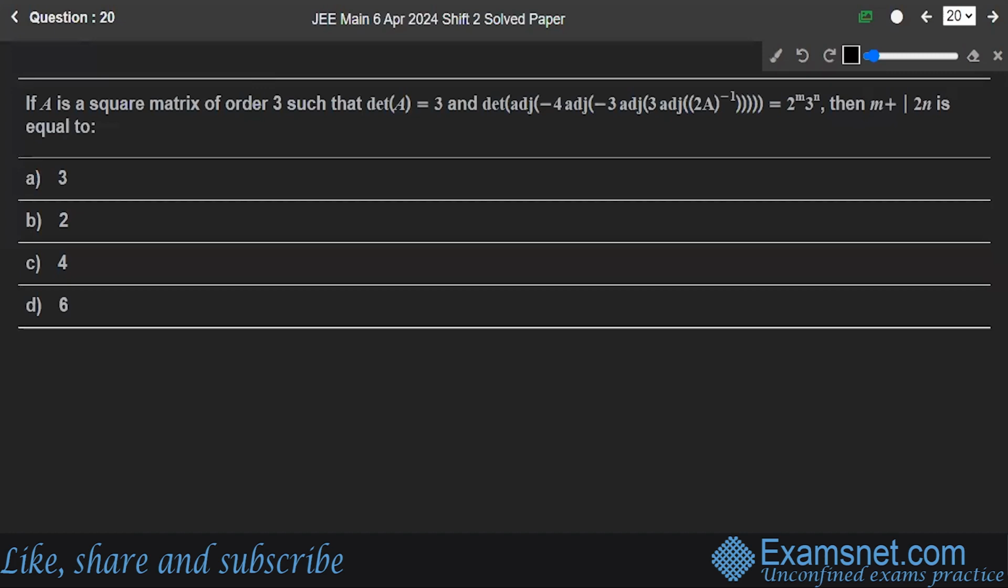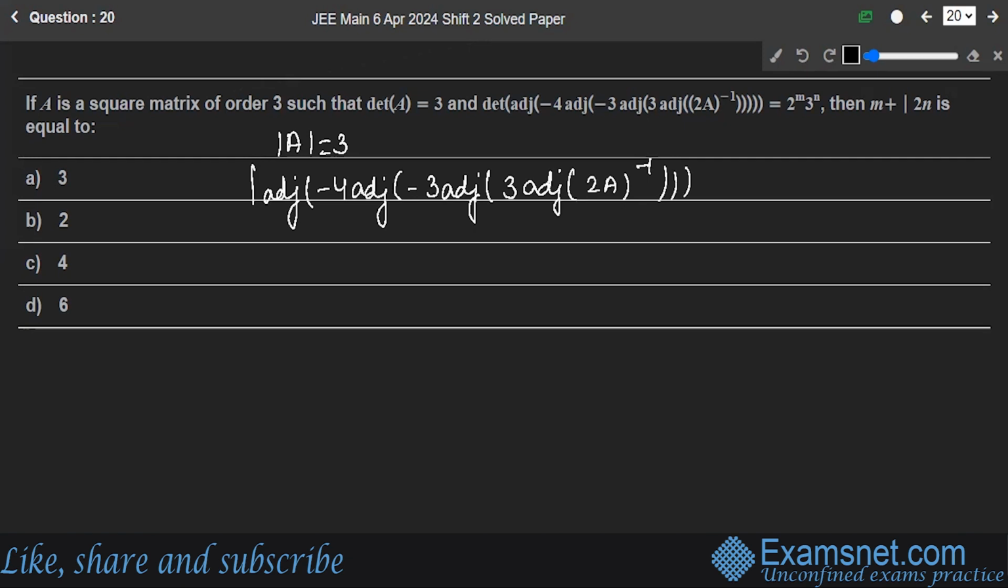Okay, so you're given two things. First is determinant of A is equal to 3, and the second, you have to find out the determinant of adjoint of minus 4 adjoint minus 3 adjoint 3 adjoint to A inverse. Okay, fine. So that's it.